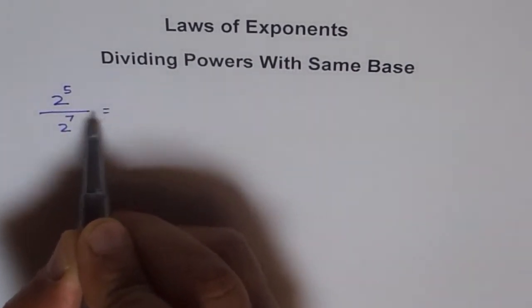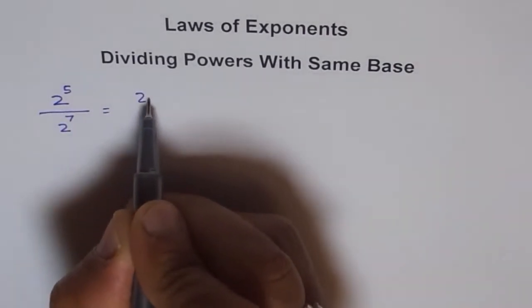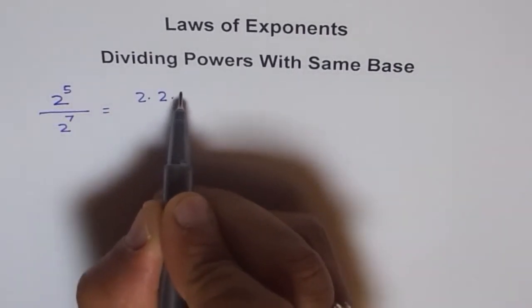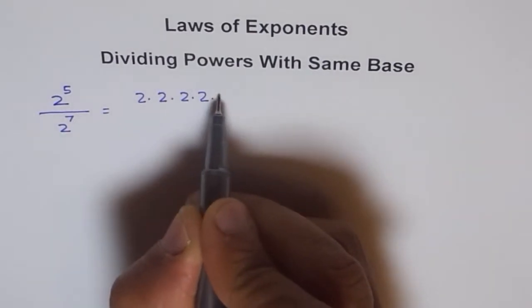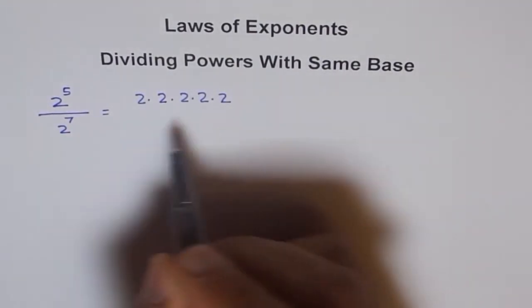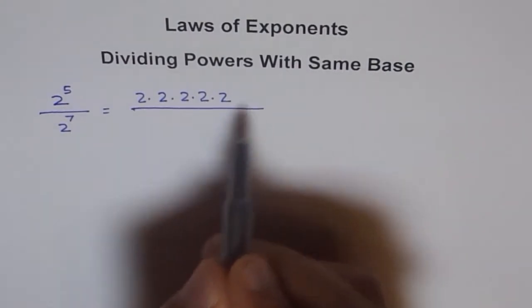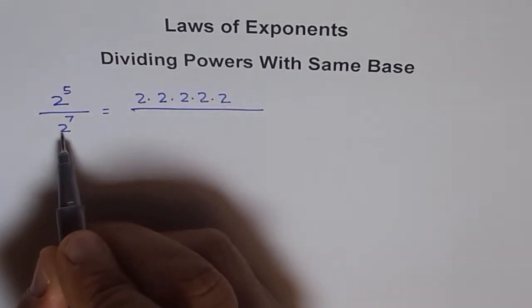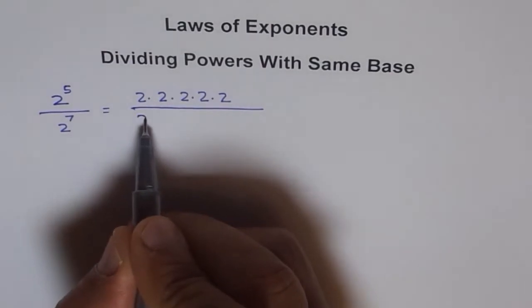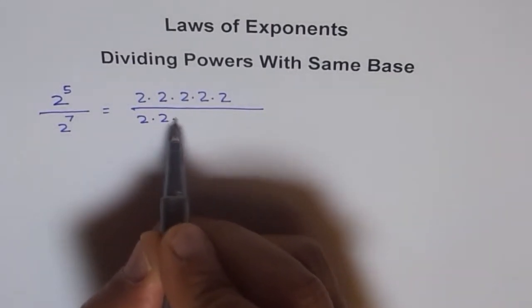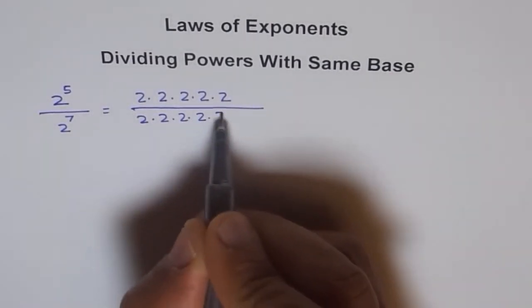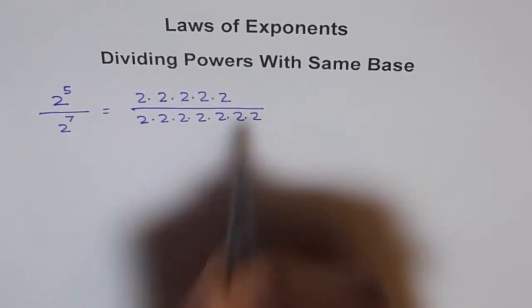Now, 2 to the power of 5 means 5 twos, right? 1, 2, 3, 4, 5. That means there are 5 factors of 2, right? 2 to the power 7 means there are 7 factors of 2 multiplied, right? So it's like 1, 2, 3, 4, 5, 6, 7.